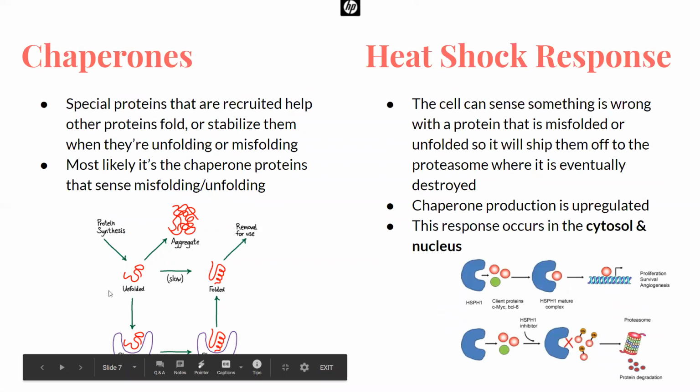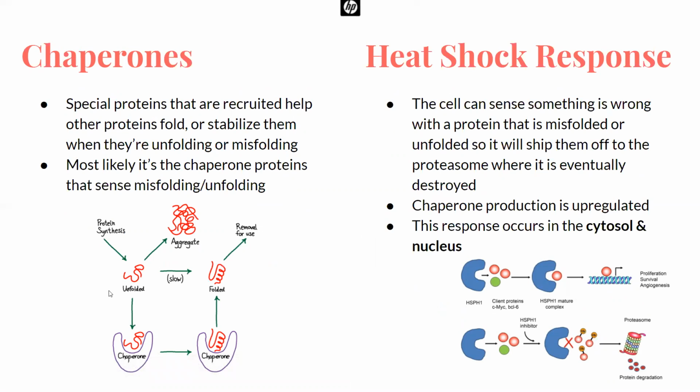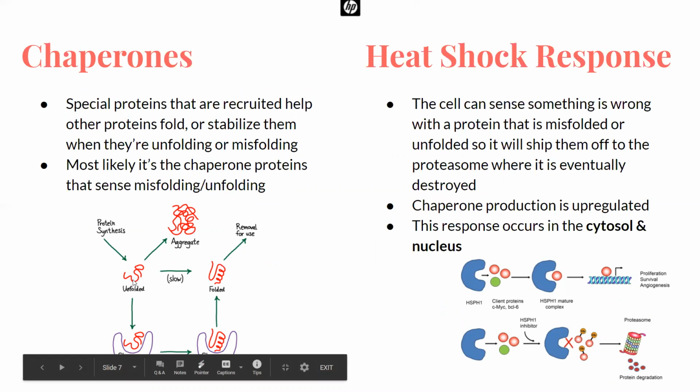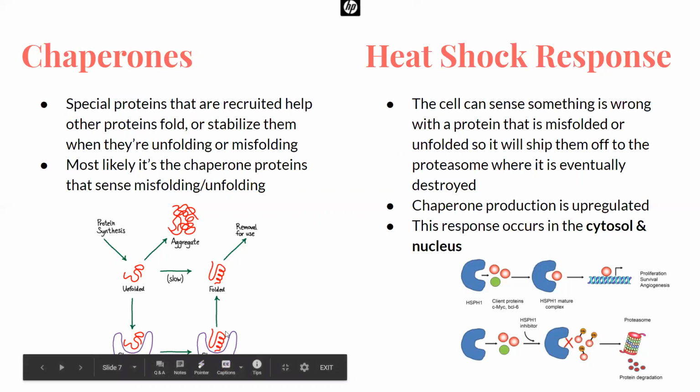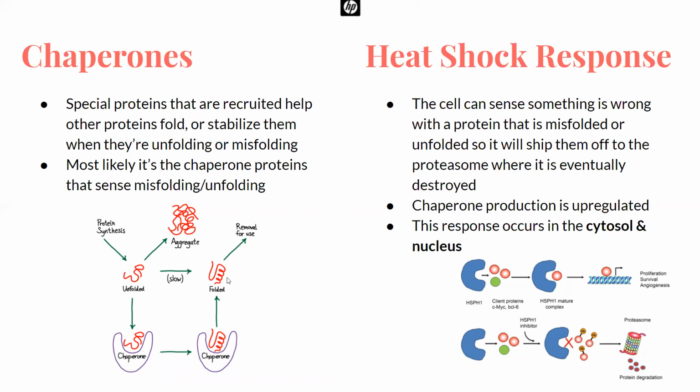This is just quick on chaperones, and I kind of talked about it a little bit before, but they're just special proteins that are recruited to help other proteins fold or stabilize them. And most likely, it's the chaperone proteins that sense misfolding or unfolding. Here's a little diagram of protein synthesis, which leads to an unfolded protein, because when you make a protein, it's not going to come out folded, it has to fold itself. And it can either aggregate because it didn't fold properly, or the chaperone will assist and help the protein fold quicker and correctly.